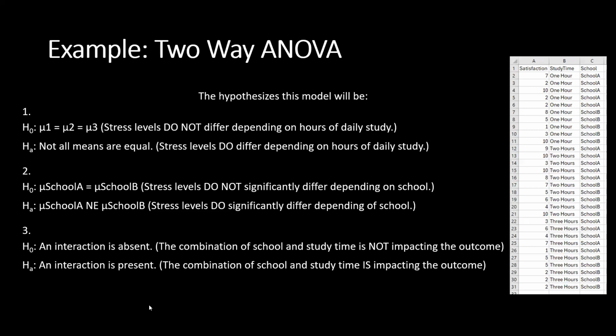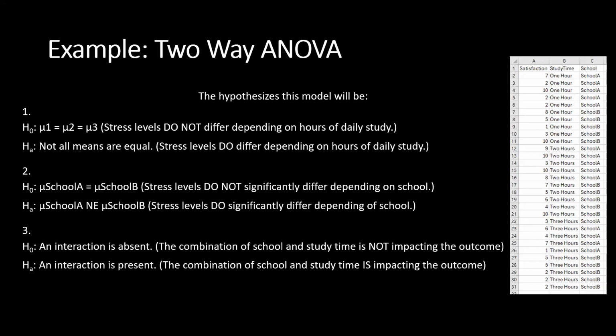Now, as far as interaction is concerned in our 2-way ANOVA, which again has 2 factors, if we have an interaction, and there only will be one interaction hypothesis for this particular 2-way ANOVA example, our null is the interaction is absent. The combination of school and study time is not impacting the outcome, and the alternative is an interaction is present. The combination of school and study time is impacting the outcome. And we'll talk about interaction in greater depth as we continue through this lecture.